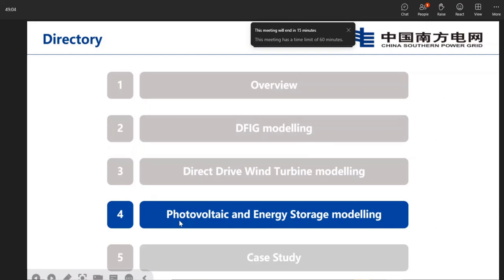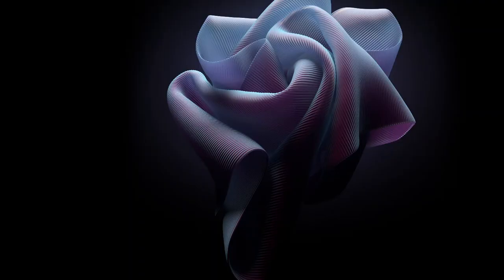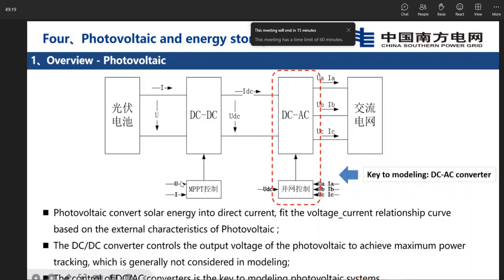The next part is the solar and energy storage model. This part has the battery, DC to DC converter, DC to AC converter, maximum power point tracking, and a connection to the grid control, the AC power grid. So the most important part of this system is the DC to AC converter.